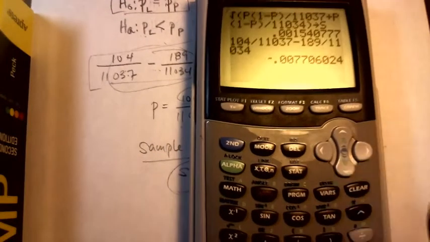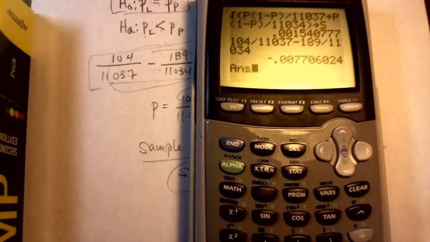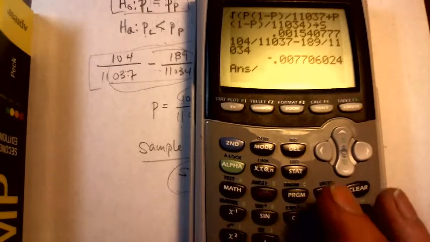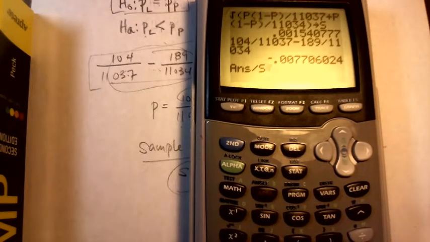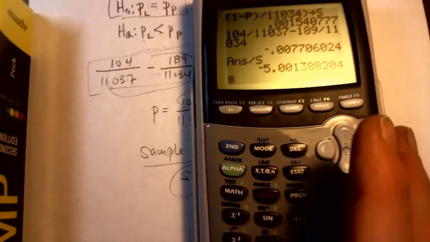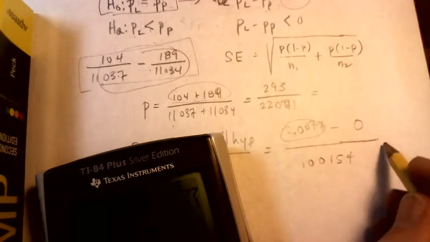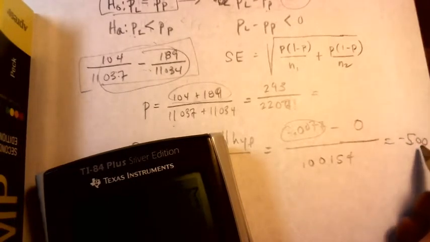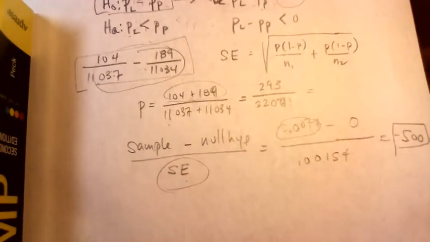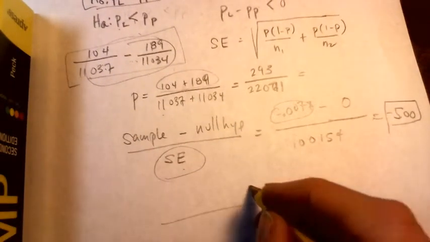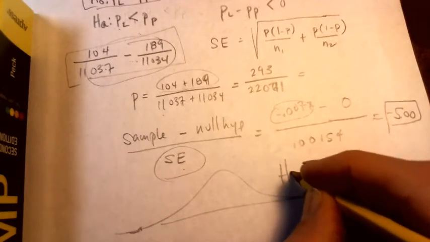Let's just figure that out. So that last thing divided by the s that I previously figured out, that works out to be negative 5.00. Negative 5.00. That is a huge test statistic. It has a huge absolute value. The area way out there in that tail is going to be practically 0. Highly significant.